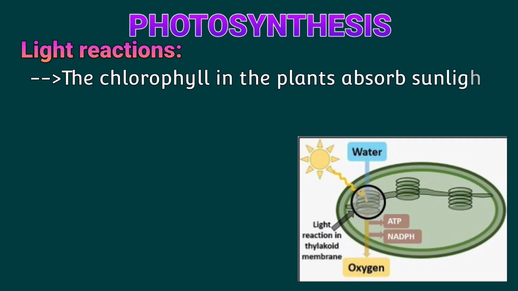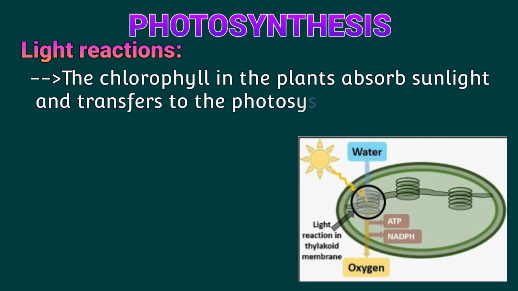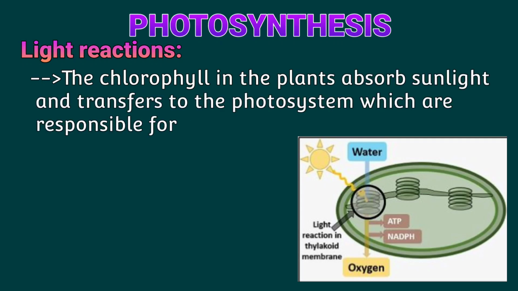Yes, the chlorophyll in the plants absorbs sunlight and transfers it to the photosystems, which are responsible for photosynthesis. Actually, photosystem 1 and 2, PS1 and PS2, participate in photosynthesis.